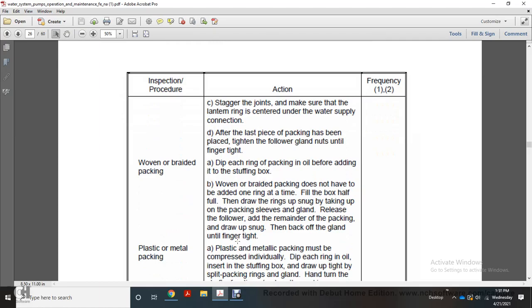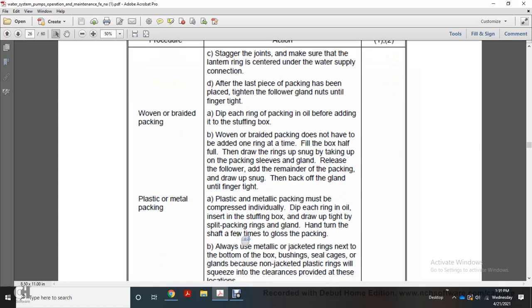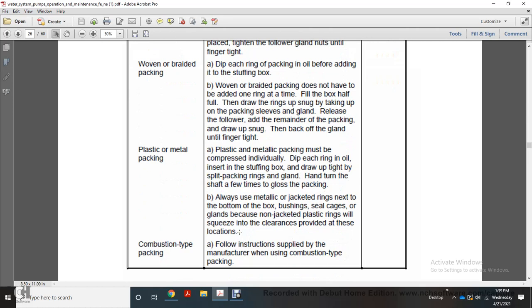For woven and braided packing, dip each ring in packing oil before adding it to the stuffing box. Woven and braided packing does not have to be added one ring at a time. Fill the box half full. Draw the rings up snug, taking up the packing with the gland. Release the gland and add the remainder of the packing. Draw up snug, then back off the gland until finger tight.